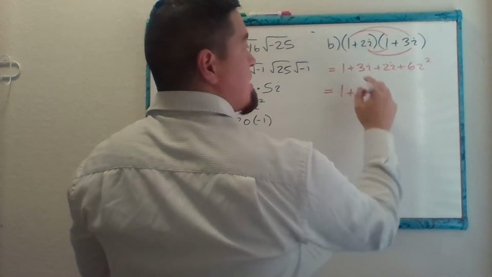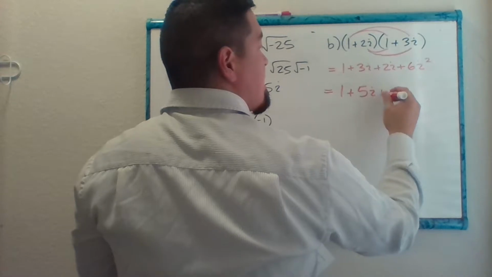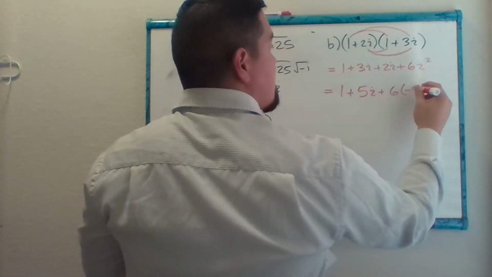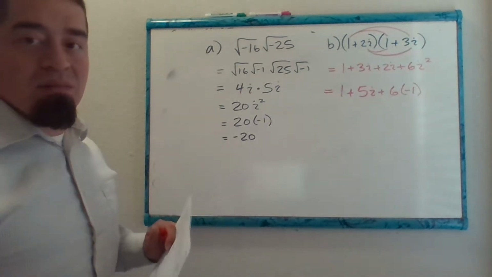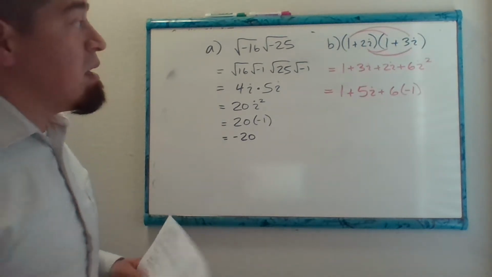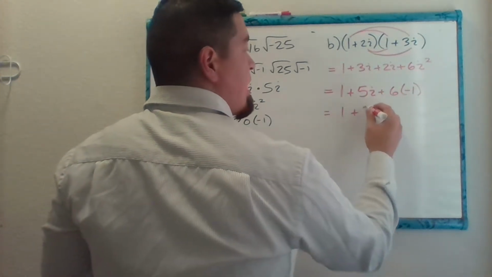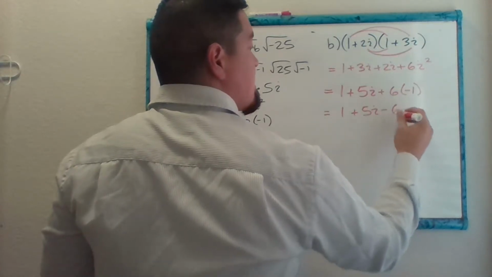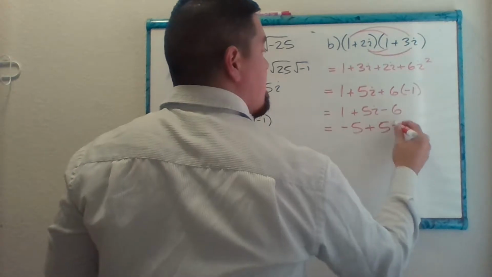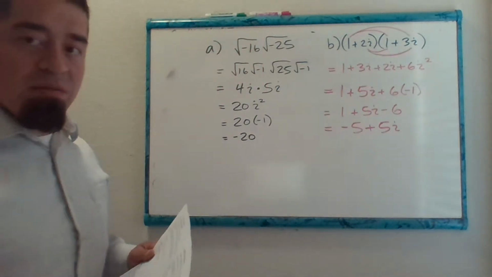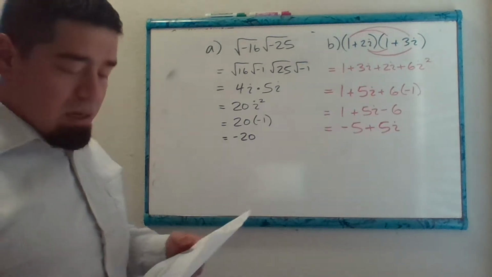So 1 plus 3i plus 2i, that's 5i. 6 times i squared, we know is negative 1. Anytime you see i squared, substitute negative 1, because that's what it is. From there, I can go a little bit further. I'll get 1 plus 5i minus 6, which is 1 minus 6 is negative 5 plus 5i. And that's my final answer. Yeah, I have it in complex number form. So that's how you do that question.